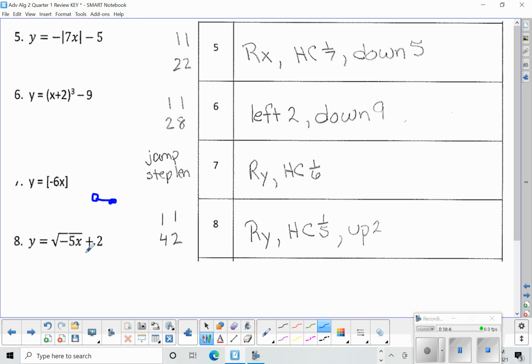Number 8 is a square root. The square root of 1 is 1. The square root of 4 is 2. Looking at this, I've got a negative on the inside, so I'm doing a horizontal reflection, so I'm reflecting over y. Multiplying by 5 inside, inside lies, x lies, horizontal compression by 1/5. I got the 1/5 by taking the reciprocal of 5. Flip it upside down. I'm adding on the outside, so it's up 2.